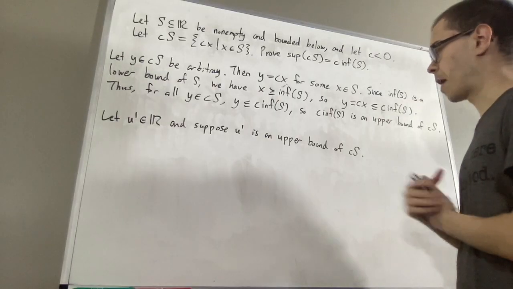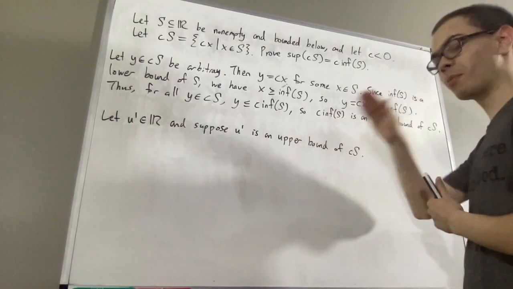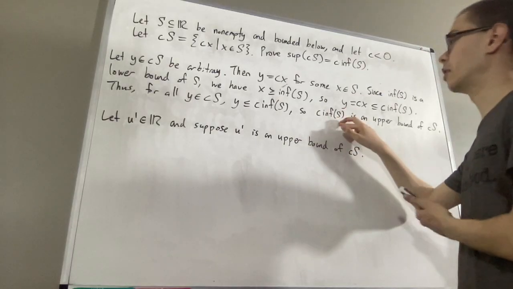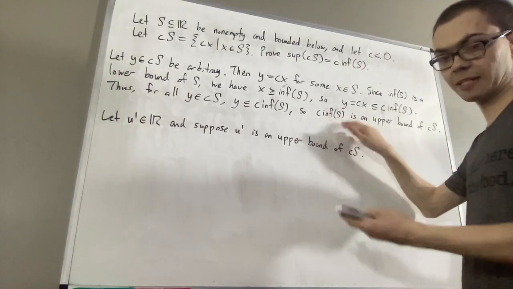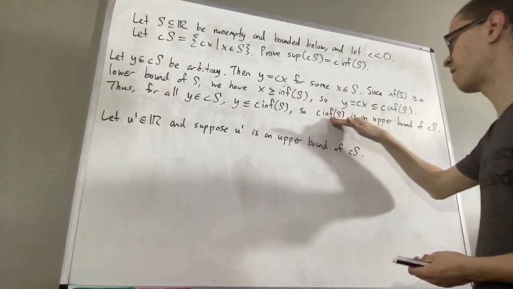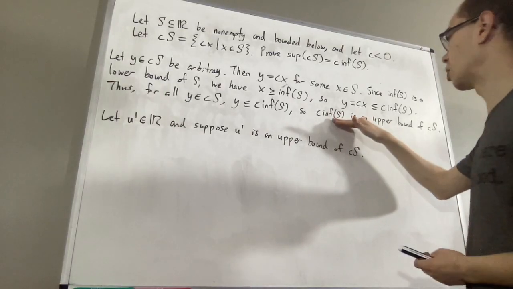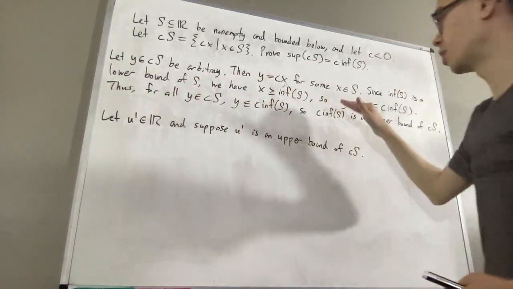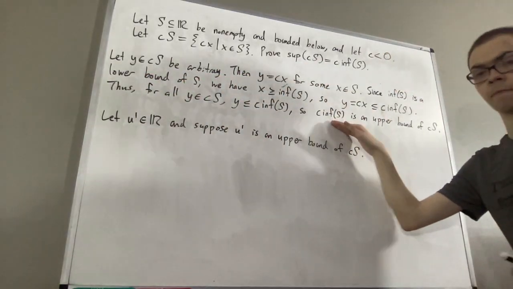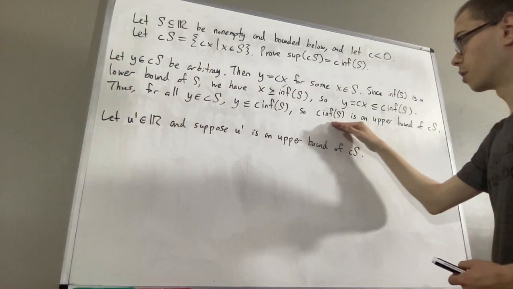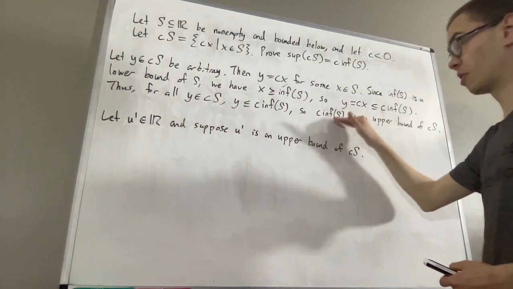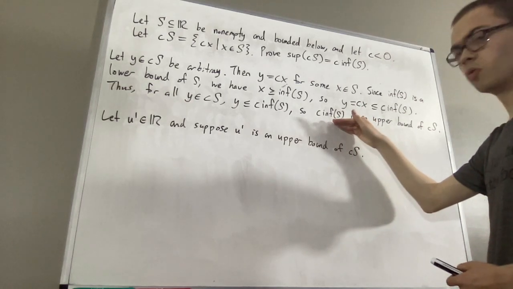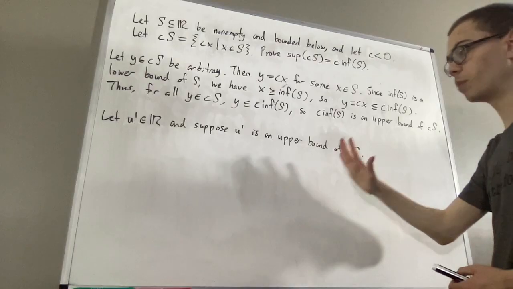Now, how should we do that? We probably need to somehow take advantage of the fact that the infimum of S is the greatest lower bound of S, right? Because we've already used the fact that the infimum of S is a lower bound of S. We already used that right here. So we're going to be using the second part of the definition of the infimum of S, which is that the infimum of S is greater than or equal to every lower bound of S. So in particular, what lower bound of S should we be applying it to?